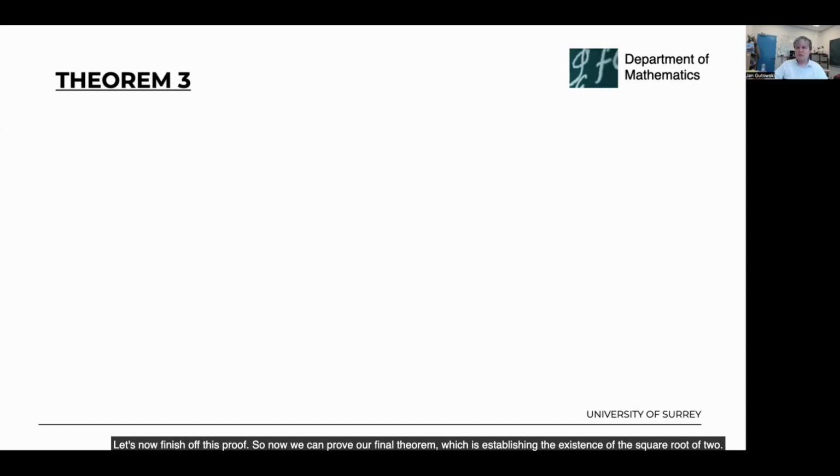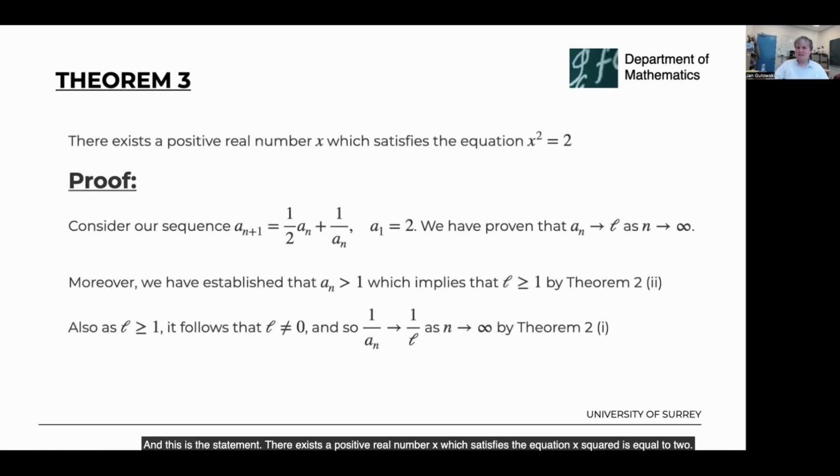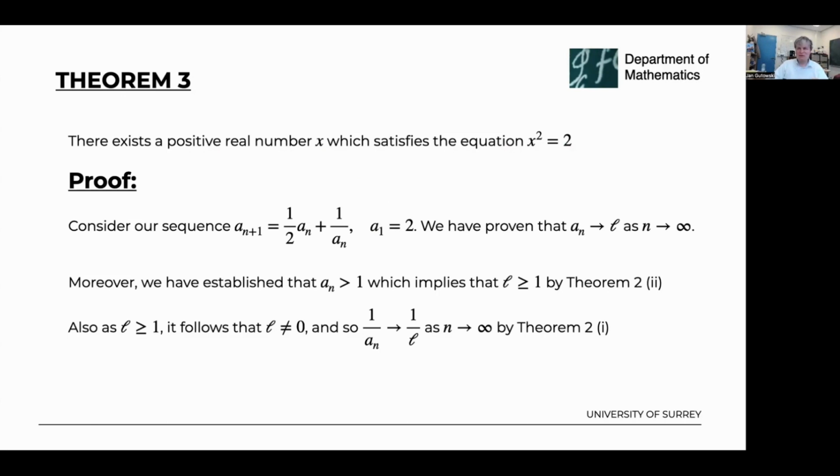So now we can prove our final theorem, which is establishing the existence of the square root of 2. And this is the statement: there exists a positive real number x, which satisfies the equation x squared is equal to 2. So x is then root 2. And we've already assembled all of the things we need in order to construct the proof.